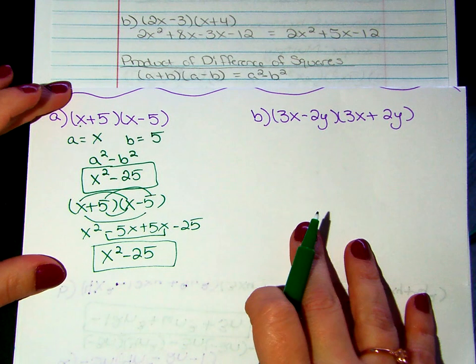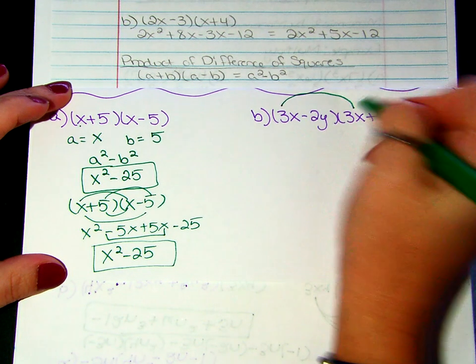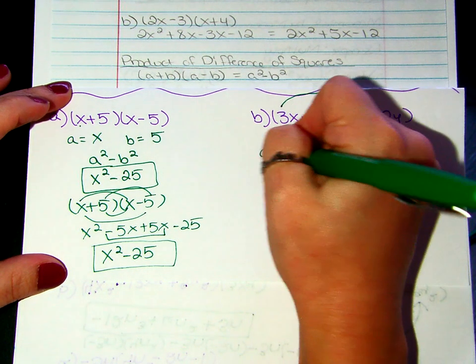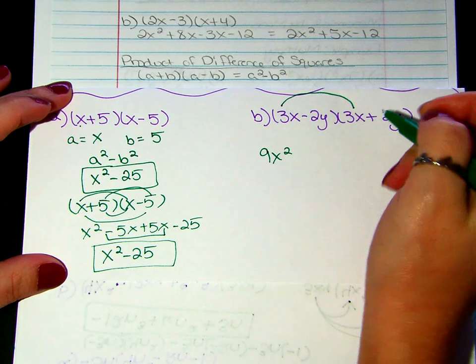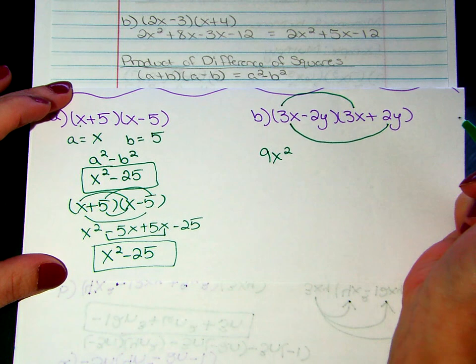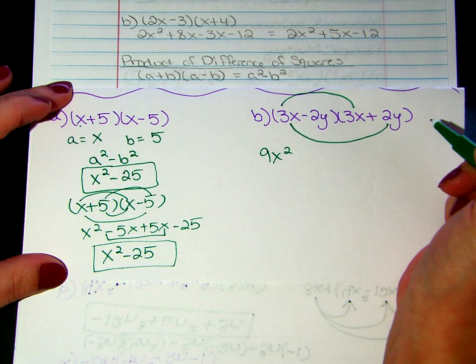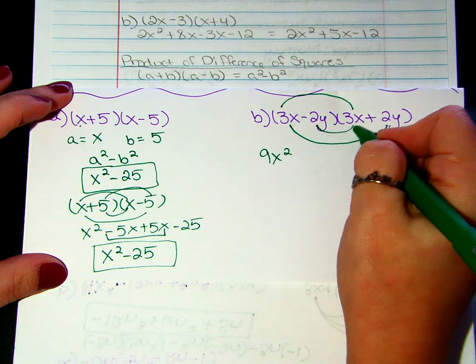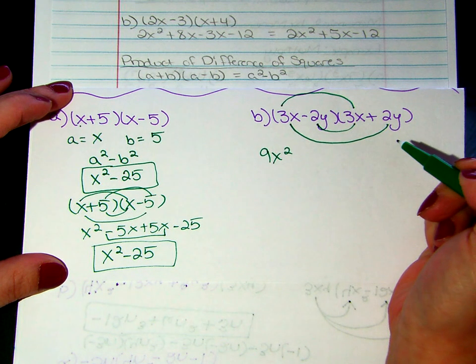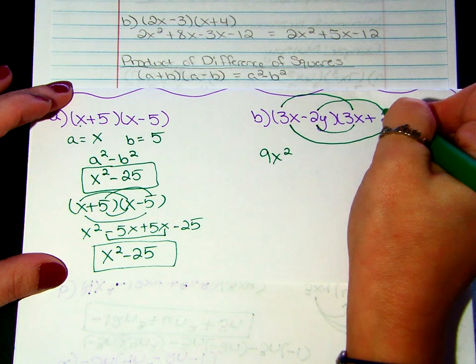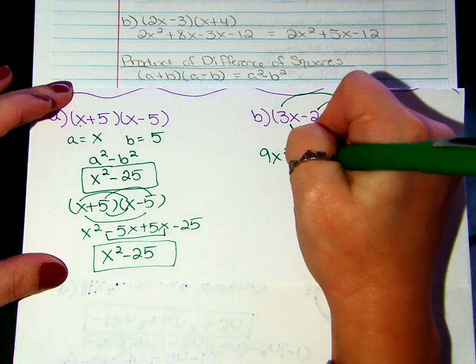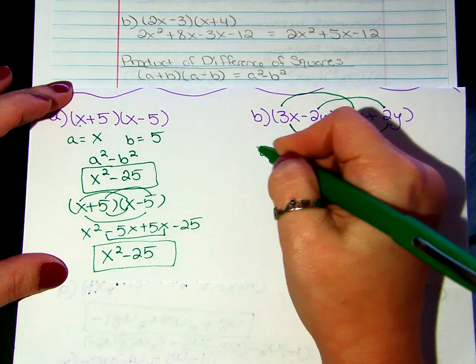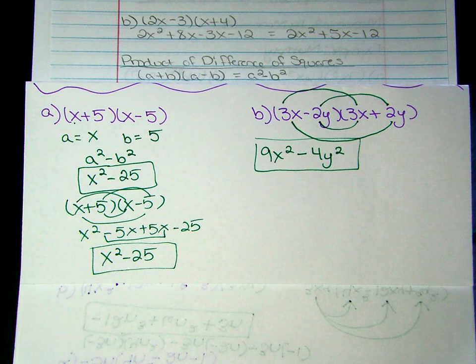For B, if I'm FOILing, I would do first. 3x times 3x is 9x squared, because 3 times 3 is 9. X times x is x squared. Outer. And here's a nice cheat. If I notice that it is difference of squares, I know that middle term is going to fall away. My outer and my inner don't matter, because I'm going to get a positive 6xy, and then I'm going to get a negative 6xy. So I don't even have to write it. Then I do my last, which will be a negative 2y times a positive 2y, giving me a negative 4y squared. Now, obviously, I did all of that in a one-step method. You don't have to do that. You can take as many steps as you like.